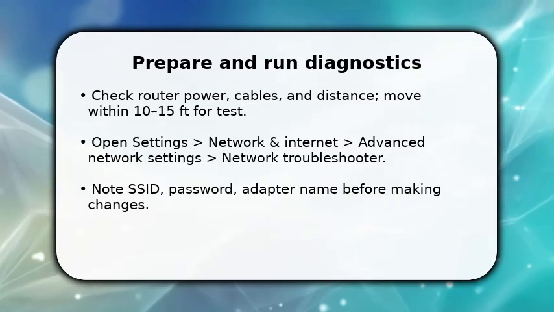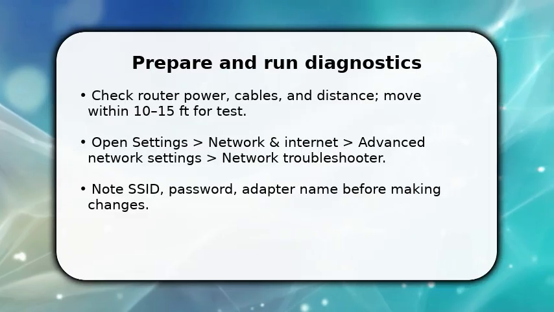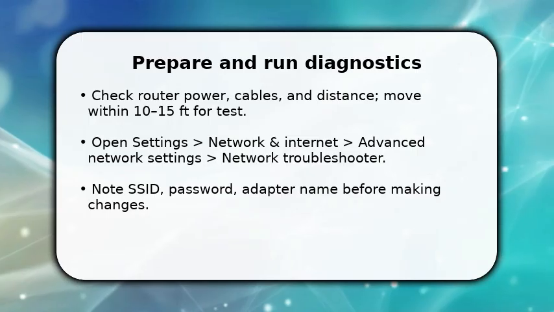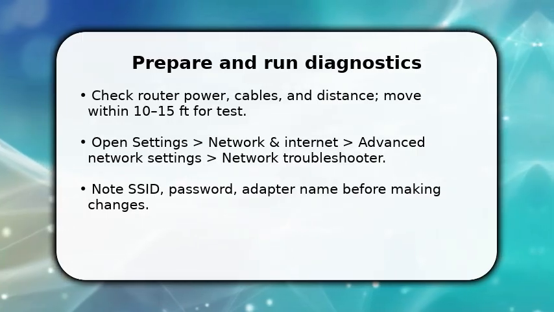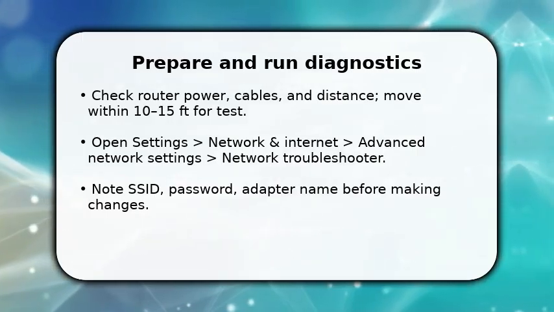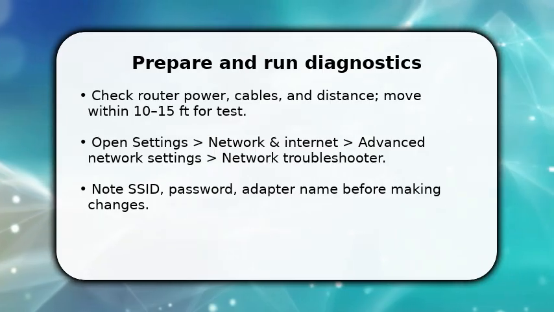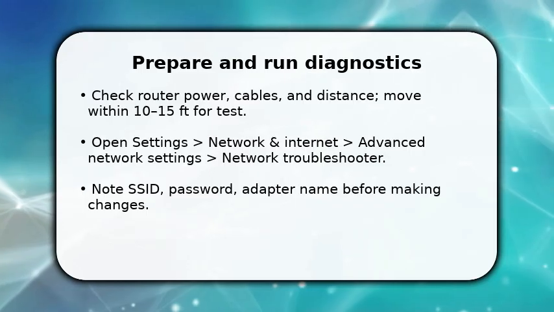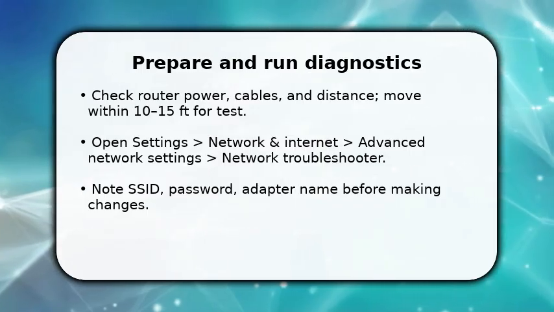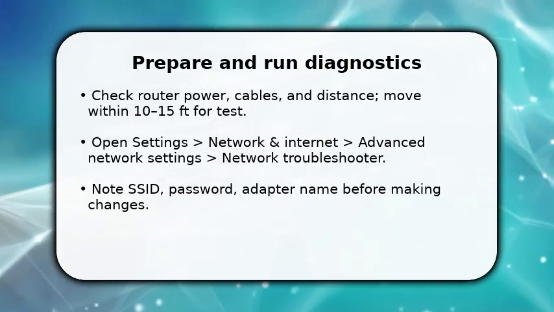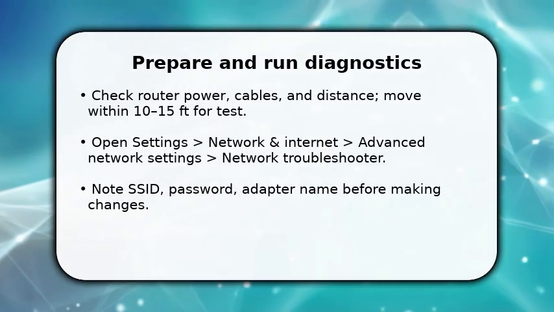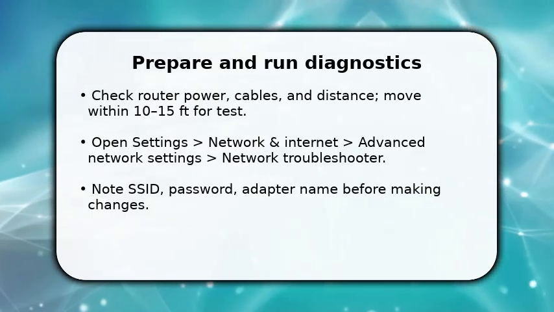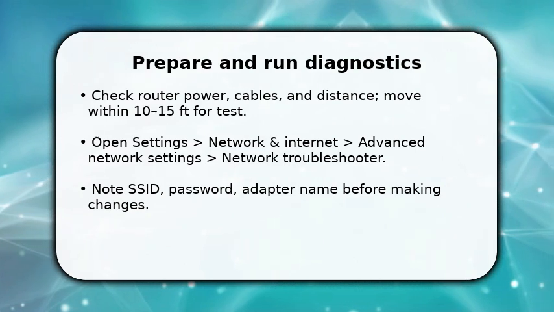You start by eliminating simple variables. Confirm the router is powered and cables are tight, then move the PC closer for a quick signal test. Open Settings, go to Network and Internet, then Advanced Network Settings and run the Network Troubleshooter to capture error codes. While that runs, write down your SSID, password, and the adapter name so you can reconnect if settings are reset. Once done, the troubleshooter often points to driver or IP issues to address next.